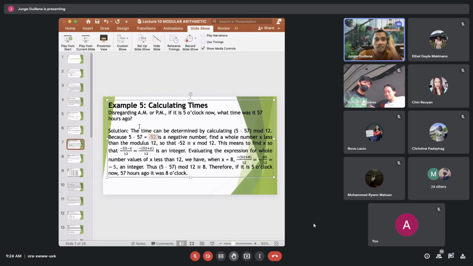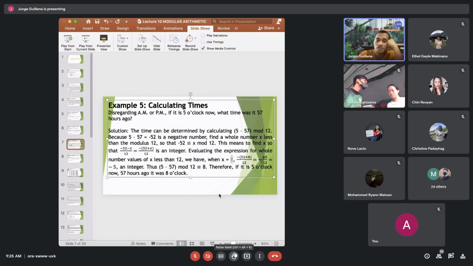Okay, negative 52 plus 12, that is negative 40. Negative 40 plus 12, that is negative 28. Negative 28 plus 12, that is negative 16. Negative 16 plus 12, that is negative 4. Negative 4 plus 12, that is positive 8. So that's why the value of x is equal to 8. So you can also work in that manner.